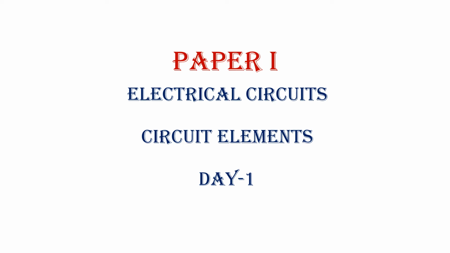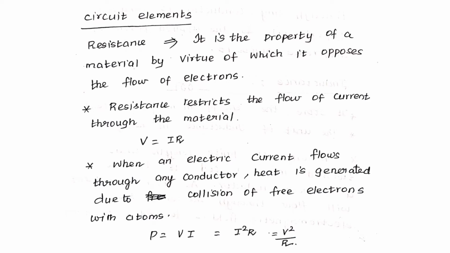In this day 1, I am going to explain circuit elements that come under paper 1, unit 1, that is electric circuit. What are the basic circuit elements available in an electrical circuit? The passive elements available in the electrical circuit are resistance, inductance and capacitor.